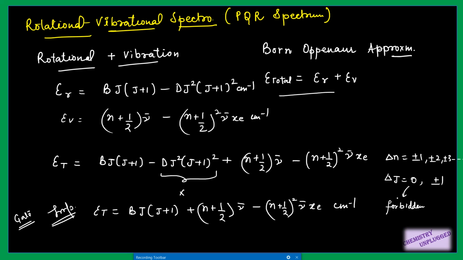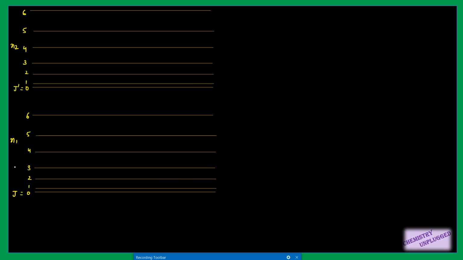Next thing is, we know that each vibrational level consists of several rotational energy levels, right? So here we have two vibrational energy levels, n1 and n2, and each consists of several rotational energy levels. And we know that in case of a non-rigid rotator, this energy gap will increase, right? So we have drawn it in that way.